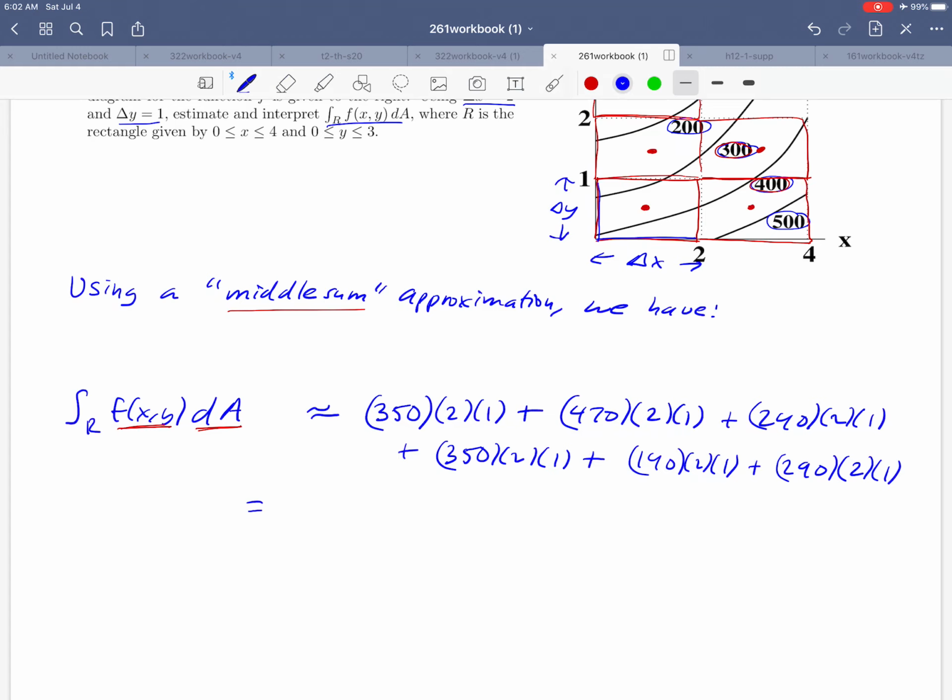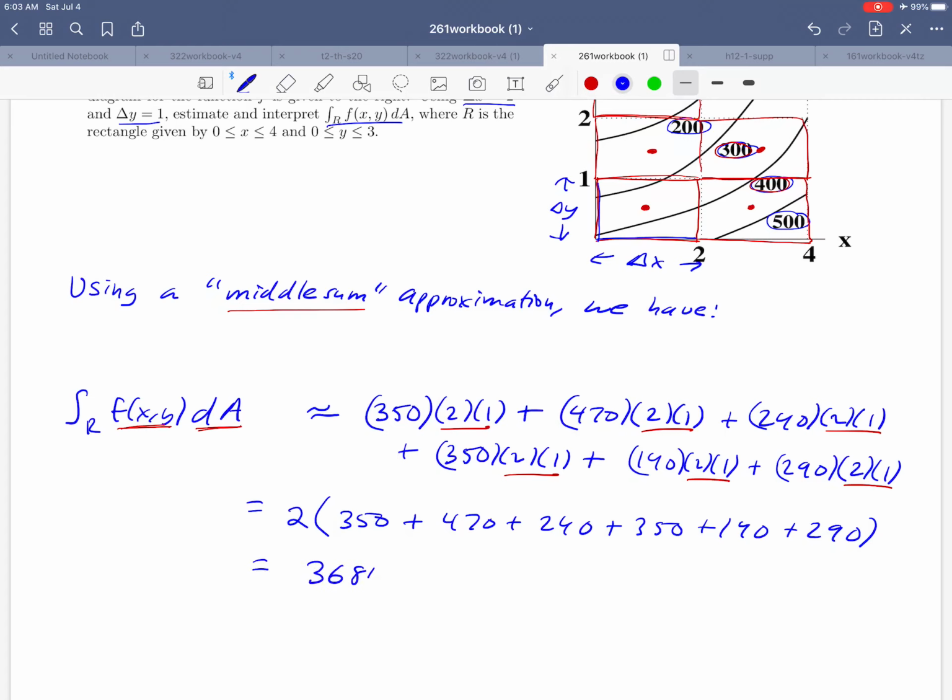Okay, well, what do we get if we add up all of these numbers? Notice that this 2 times 1 appears in every single term, so we can factor that 2 out. You might remember that we used that same strategy in the example on the previous page. So we're going to get 2 times the sum of all of our densities. Let's make sure that we copied all of those down right. Looks good. And if you do the arithmetic here and multiply those together, you're going to get 3,680.